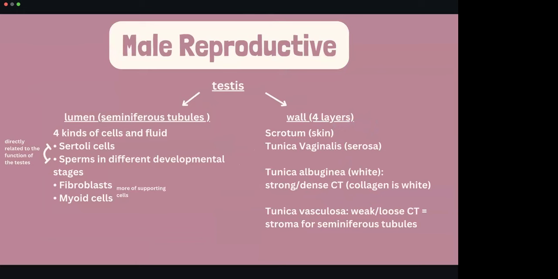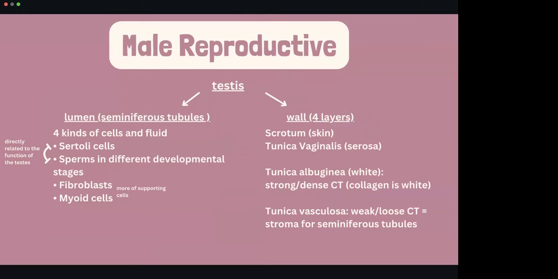And the seminiferous tubules contain four types of cells: Sertoli cells, which are the germinal epithelium, the sperms in different stages of development, the fibroblasts, and the myoid cells. These two cells are more likely related to the function of the testes, while these two are more supporting cells.